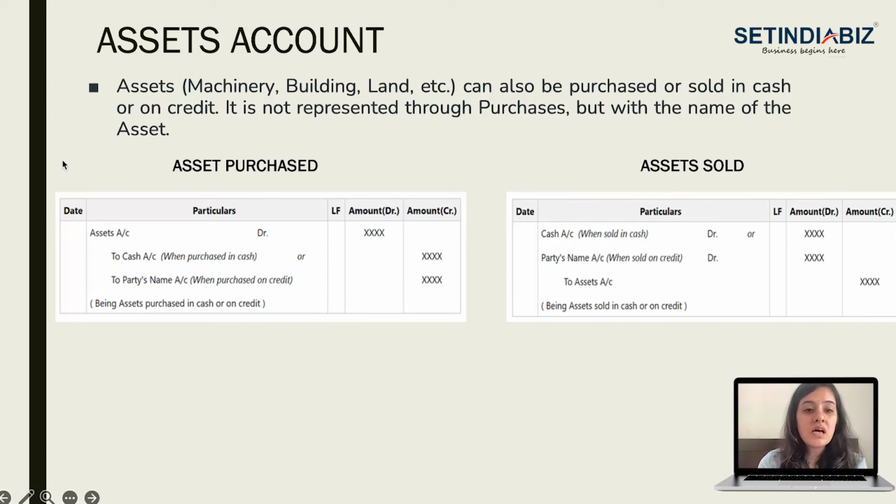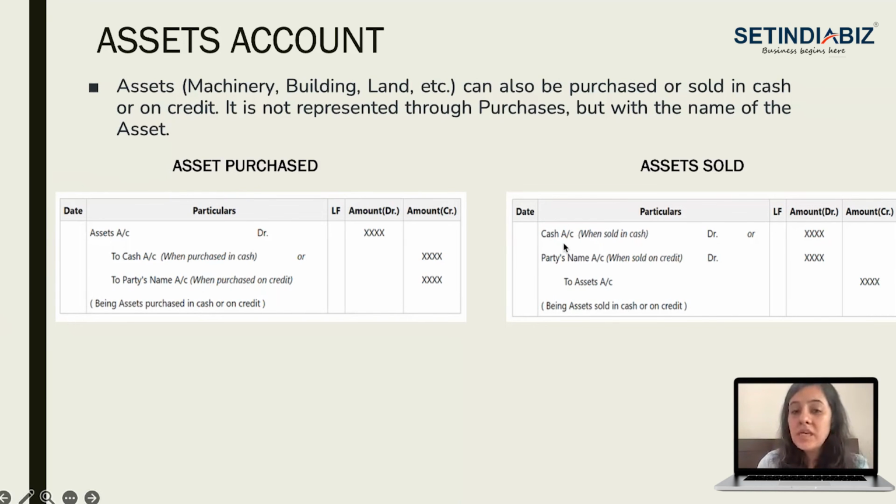So when assets are purchased, the asset account, whatever asset is being purchased, for example, machinery is purchased, so machinery account is debited. Why? Because machinery is increased. Asset is increased. Whenever an asset increases, follow the debit rule. We will debit when an asset is increased. Now, if it is purchased in cash, to cash account, cash is going out. When it is purchased on credit, to party's name account, right? So assets purchased in cash or on credit, this will be the entry like this.